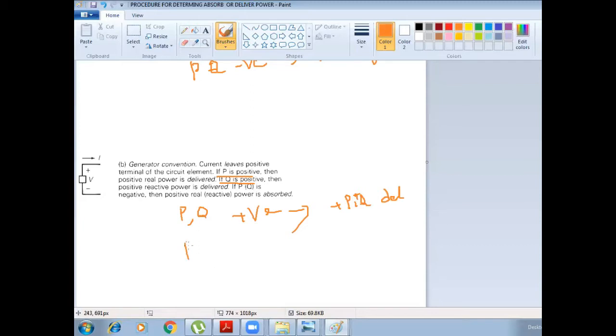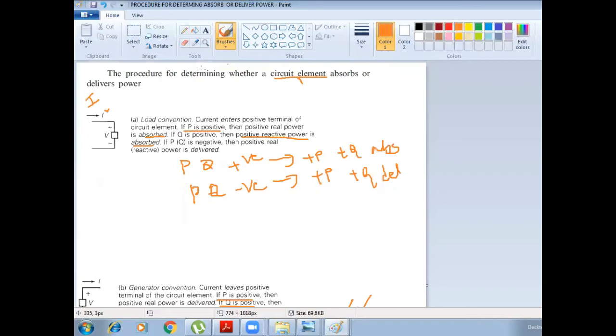And in the reverse case, if P and Q are negative, then positive real power and positive reactive power are absorbed. So these are the two conditions here. If P and Q are positive, then real power and reactive power are delivered by the element, and if P and Q are negative, then positive real power and positive reactive power are absorbed by the generator. So these are important.